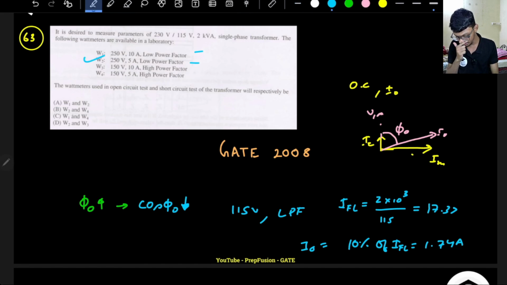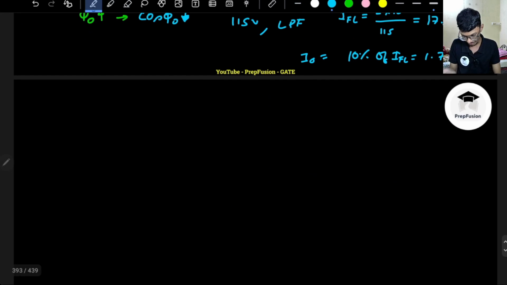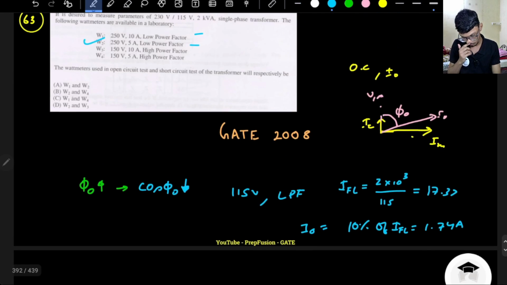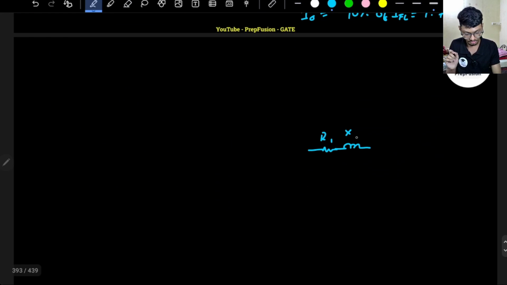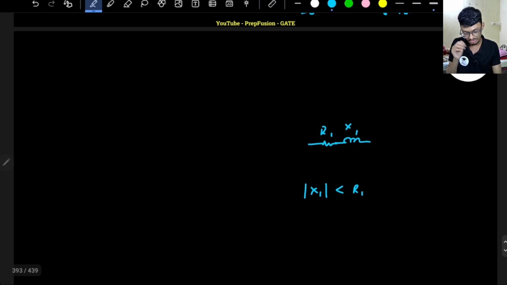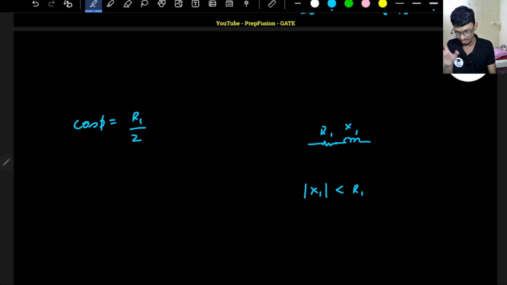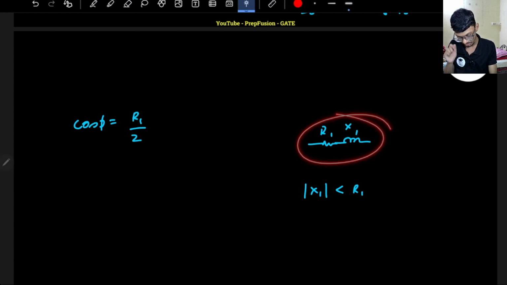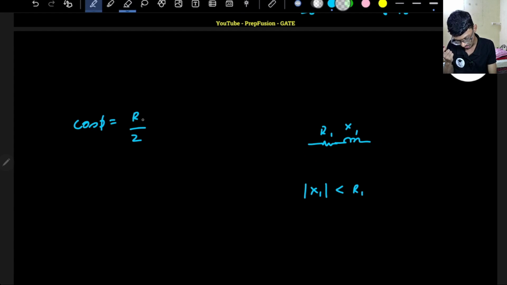Now what about the short circuit test? For the short circuit test, generally the leakage flux will be very low compared to the resistance. Okay, generally that is the case. So for the short circuit test, X1 will be very less than R1. So if R1 is greater, I know cos phi is what? Cos phi is R1 by Z for a series circuit. So this is my series circuit, right? So it is R01 divided by Z01.